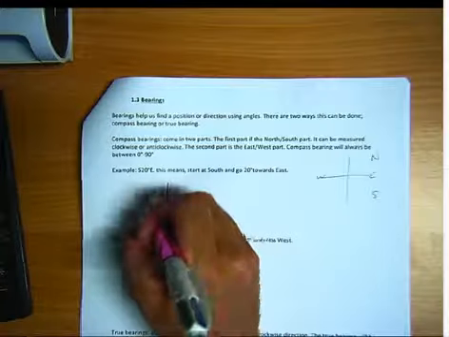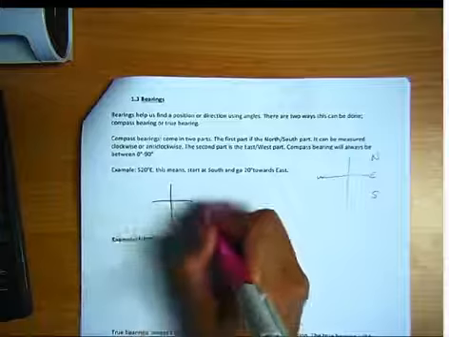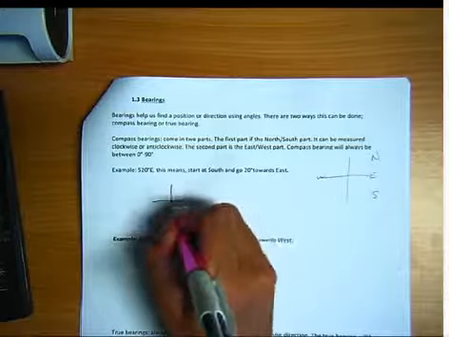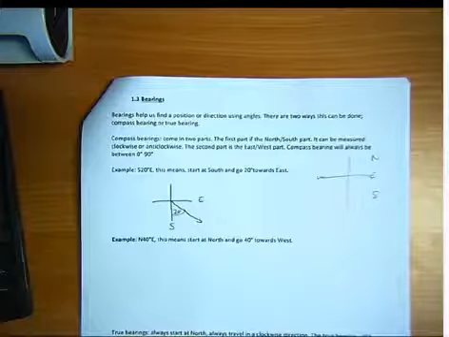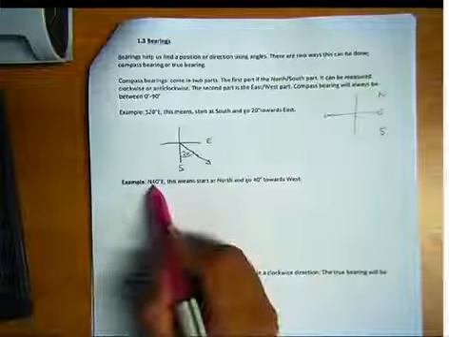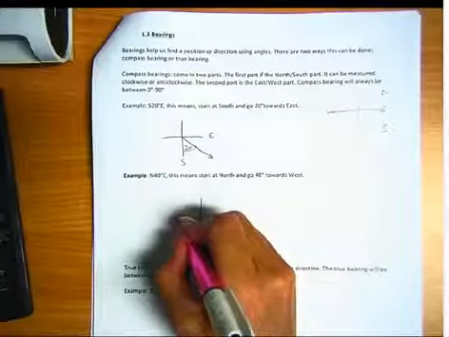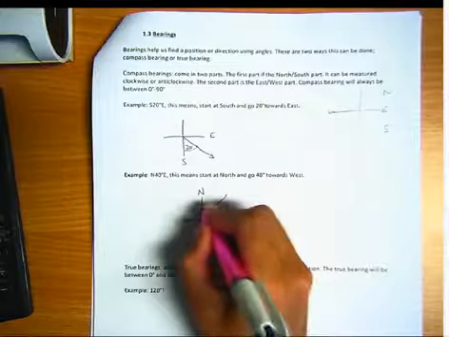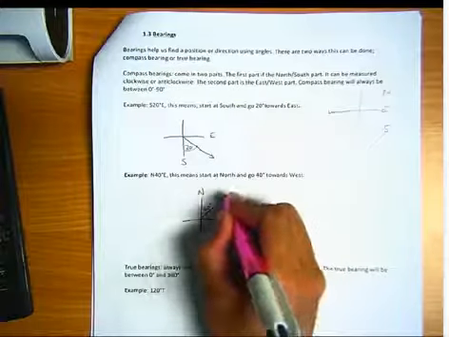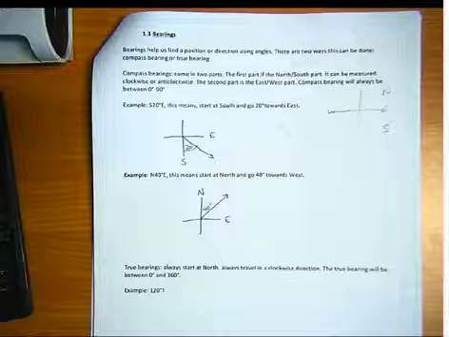South 20 degrees east means that you start at south and you go 20 degrees towards east. There it is there. So that is the direction that you would walk. North 40 degrees east means you start at north and you go 40 degrees towards east. So that would be 40 degrees there, and that's the direction you would head.